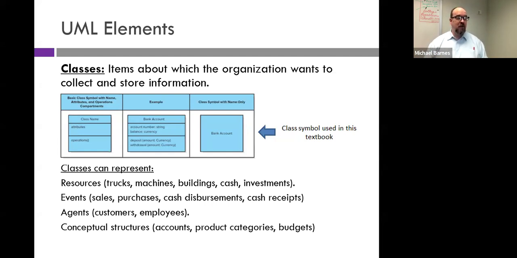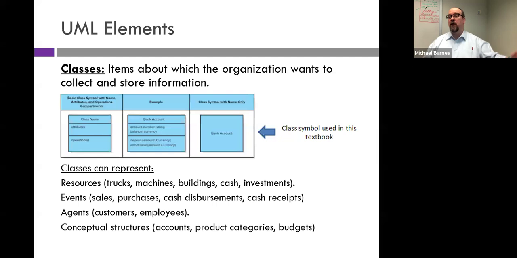So resources are examples of items that are used as resources within an organization. So trucks, machines, buildings, cash, investments, inventory could count here. Basically anything that we consider to be a resource used for an exchange or a transaction. Then the events are going to be transactions that take place. The sales, purchases, cash disbursements, cash receipts are all examples of transactions. And then the agents are going to be, generally speaking, customers, employees. We could also include vendors here. Those are some examples of those. Those are going to be our primary items.